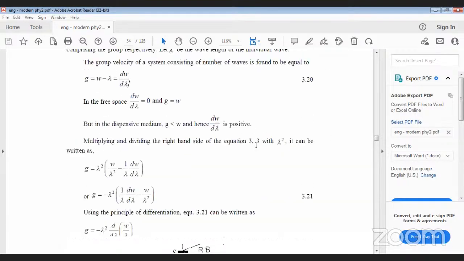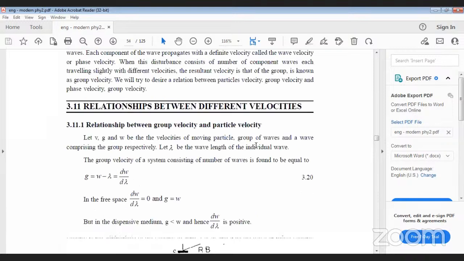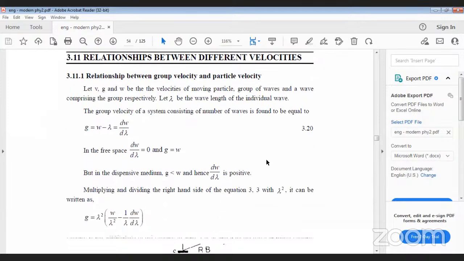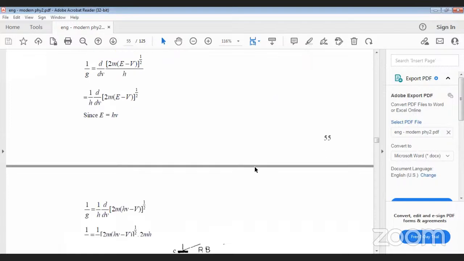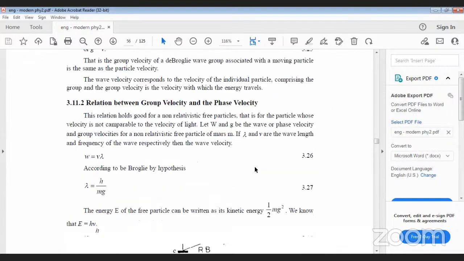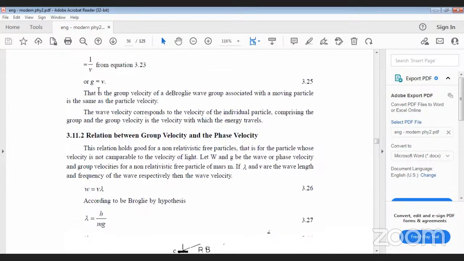Sometimes this may be asked as a short question, or a combination of two short questions may be asked as an essay, or only a single short question may be asked. So in this case, G equals V, so the group velocity of the de Broglie wave is equal to V. What is V? V is the velocity of the particle. That is the case.